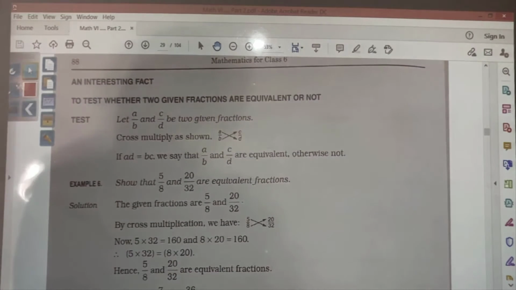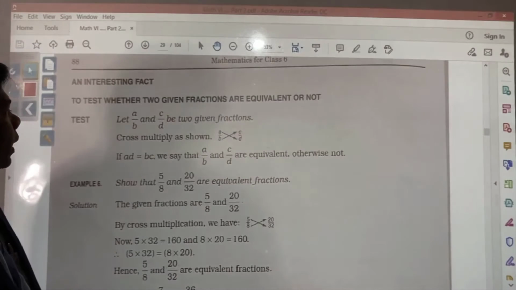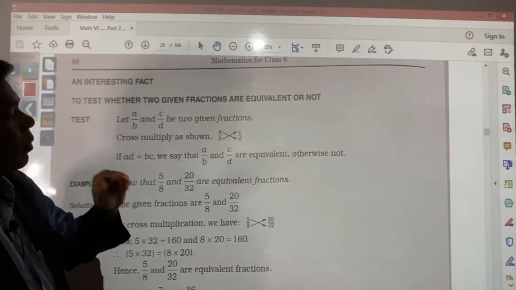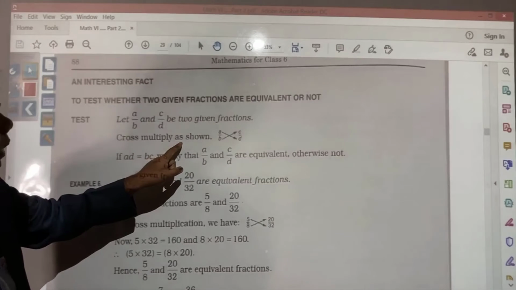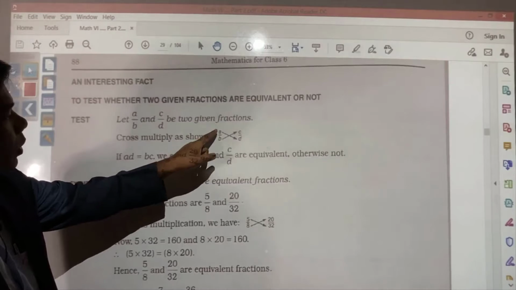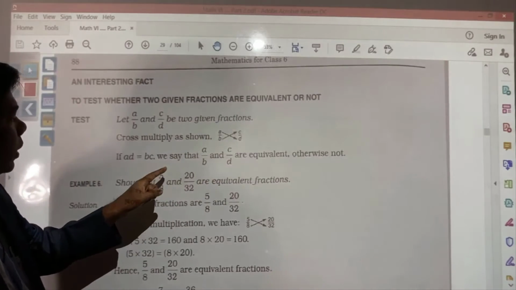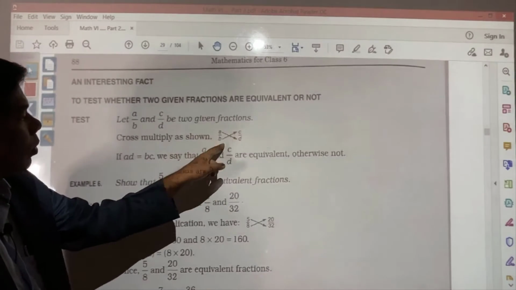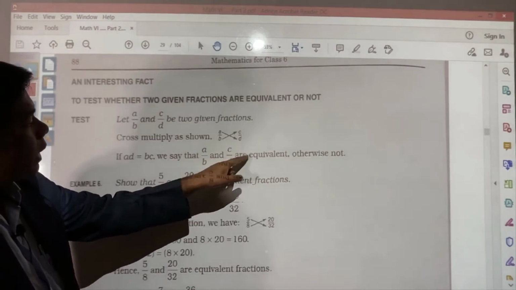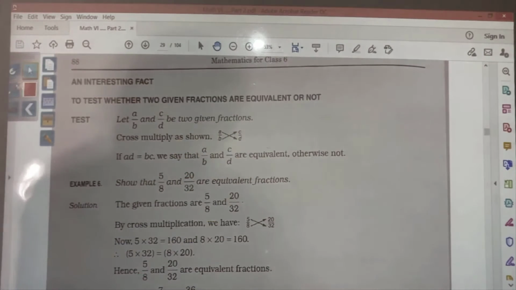Then you have an interesting fact. To test whether the given fractions are equivalent or not, what can be done? Let a by b and c by d be two given fractions. Cross multiply as shown. If you are doing cross multiplication, what you will get? ad is equal to bc. We say that a by b and c by d are equivalent, otherwise not.